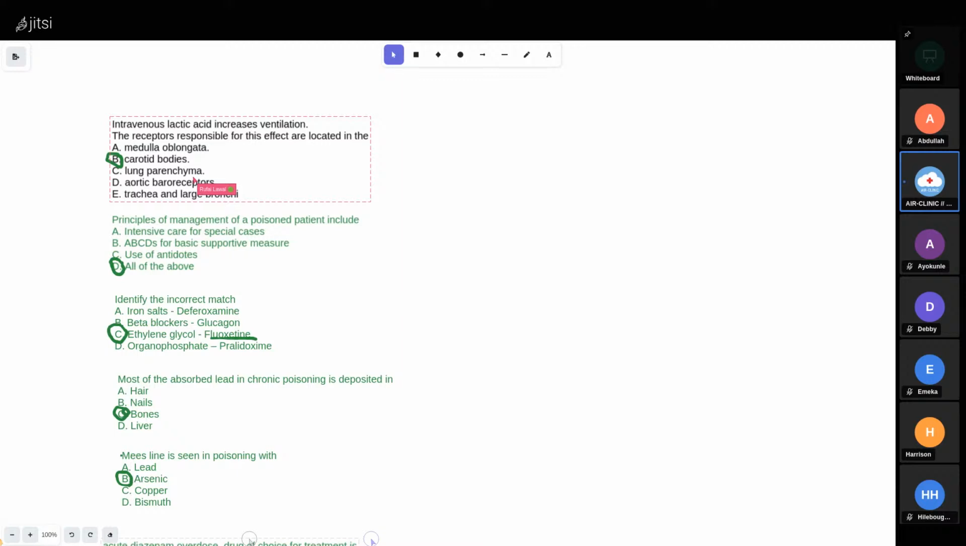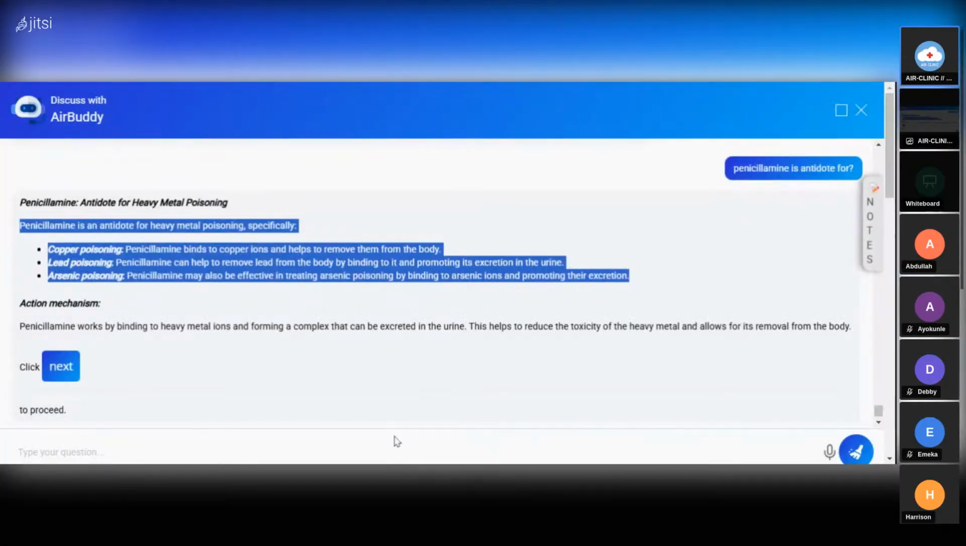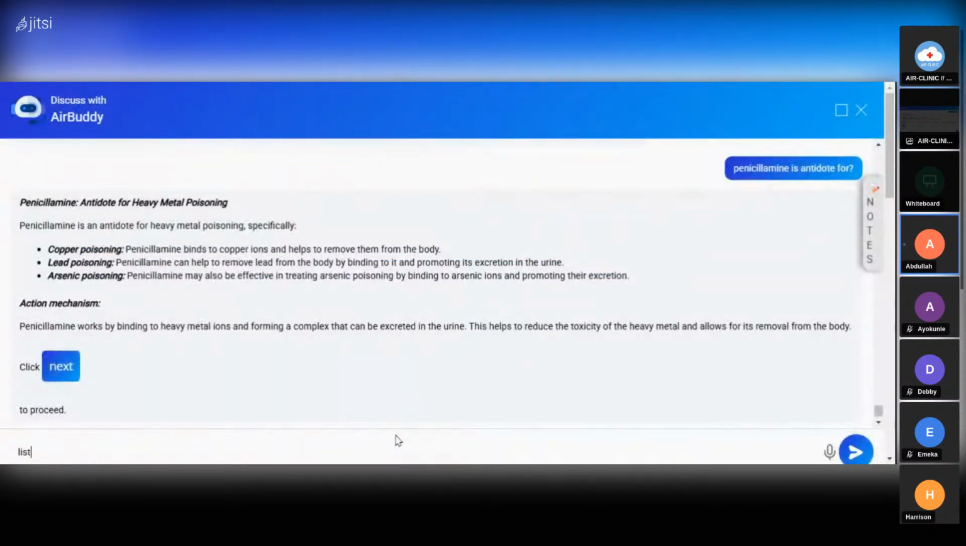What are the other triggers of a G6PD attack? Fava beans. Yes. Sulfonamides. Sulfur containing drugs. Okay. Drugs like primaquine.